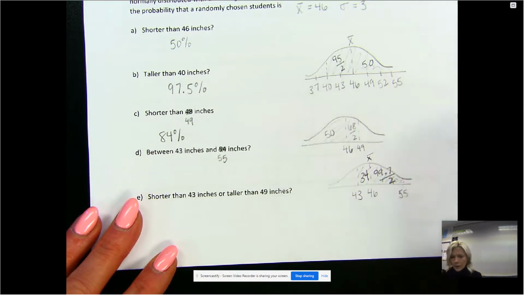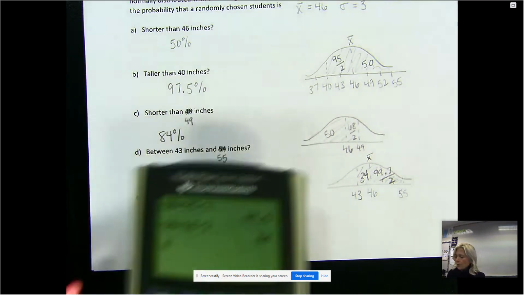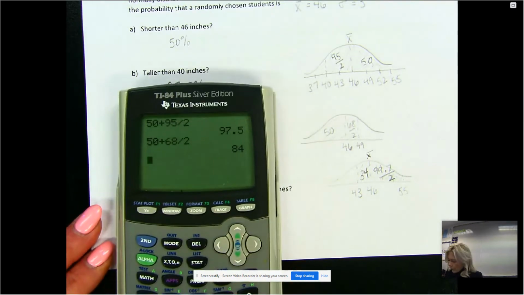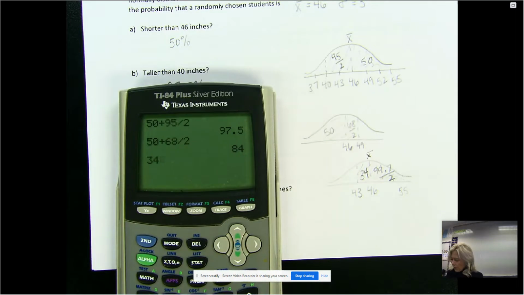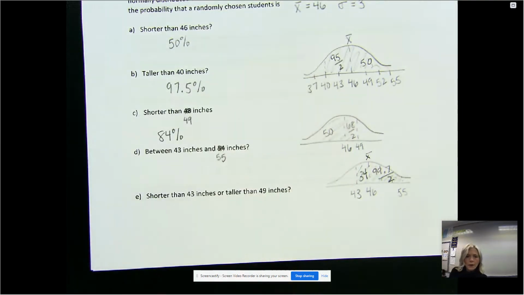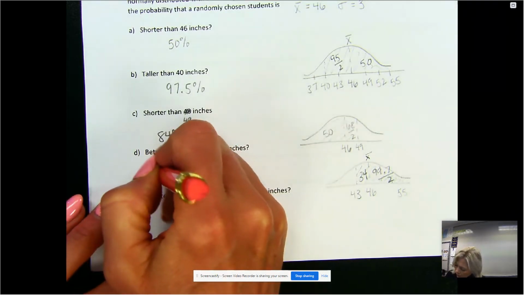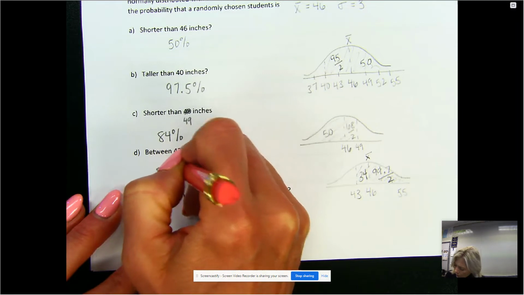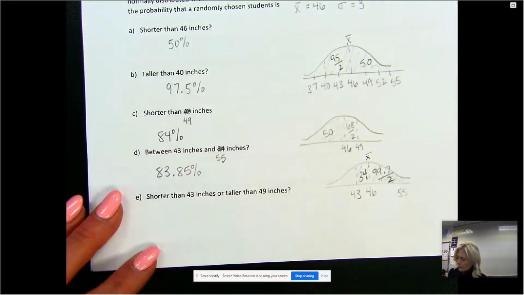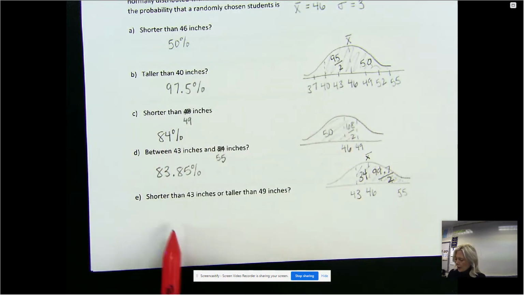99.7 divided by 2. Okay, so I'm going to use 34 for the left side of the mean, and then plus 99.7 divided by 2 for the right side. 83.85. 83.85% for D.